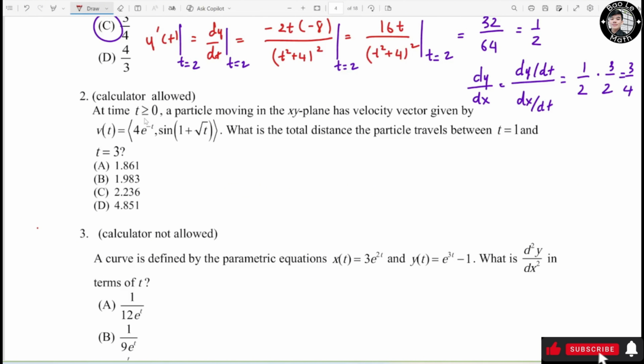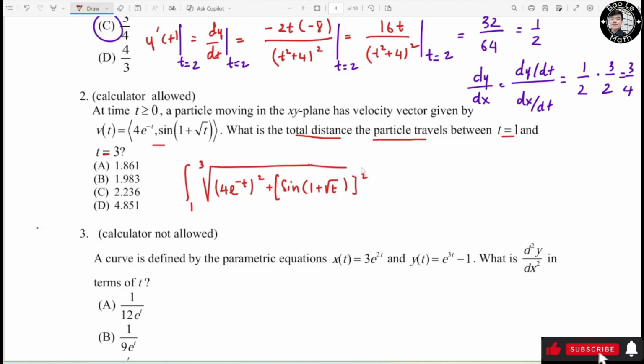At time t greater than or equal to 0, a particle moving in the xy plane has a velocity vector given by this expression. What is the total distance the particle travels between t equals 1 and t equals 3? We just calculate the integral from 1 to 3 of the square root of (4 e to the negative t) all squared plus (sine of (1 plus square root of t)) all squared, dt.